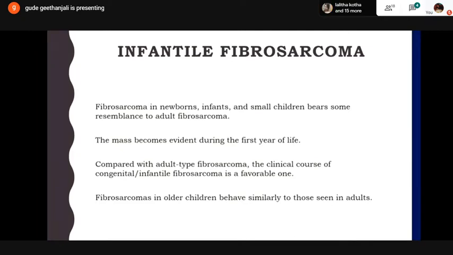It has some resemblance to the adult fibrosarcoma, but in comparison to adult fibrosarcoma, the clinical course has a very favorable prognosis with total resection and negative margins, and the mass usually becomes evident in the first year of life. In older children, the fibrosarcomas behave similar to the fibrosarcomas seen in adults and not like the infantile fibrosarcomas.